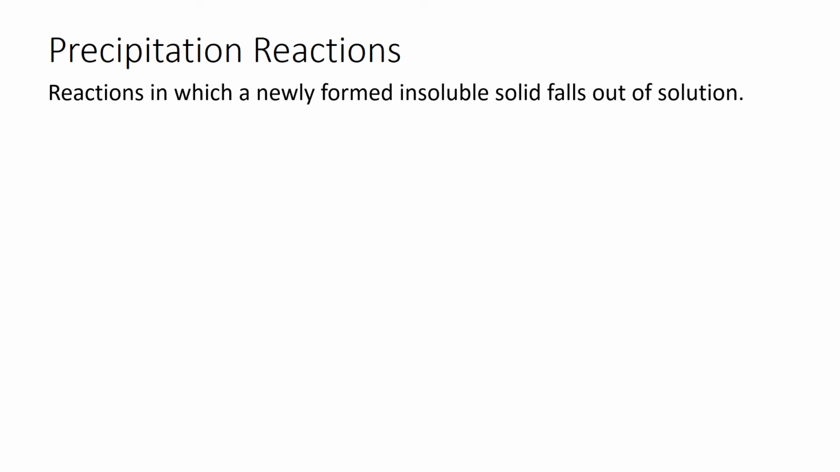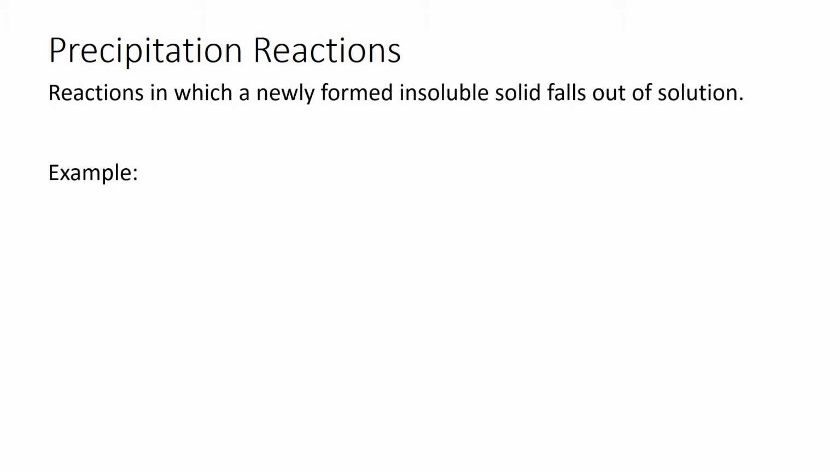So this is the simplest definition of what a precipitation reaction is. It's where something that's newly formed falls out of solution once it's made. It's kind of different from when you are freezing something. You get a solid there too, but that's not the same thing. This is when you're creating something new and it makes a solid as it's formed.